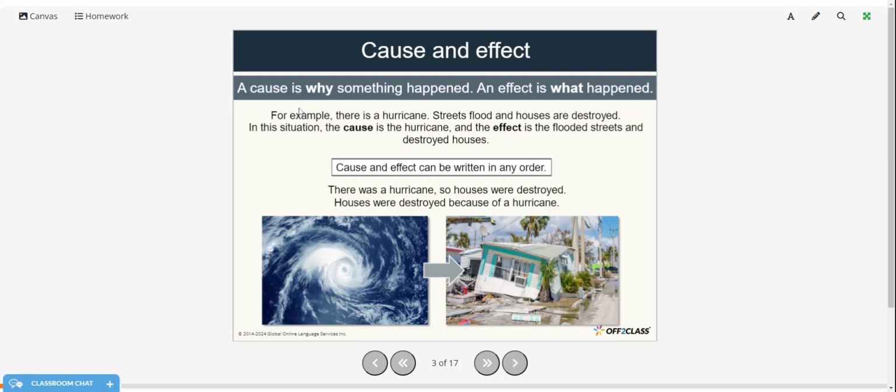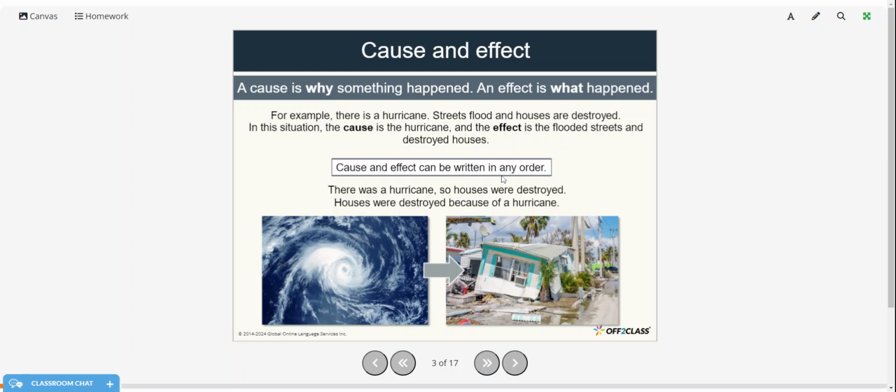So, a cause is why something happened, and an effect is what happened. For example, there's a hurricane, streets flood, and houses are destroyed. In this situation, the cause is the hurricane, and the effect is the flooded streets and destroyed houses.